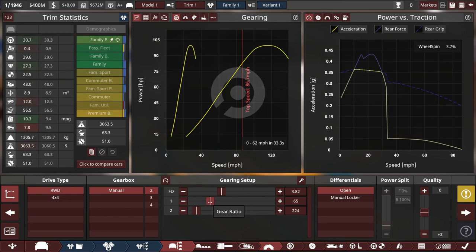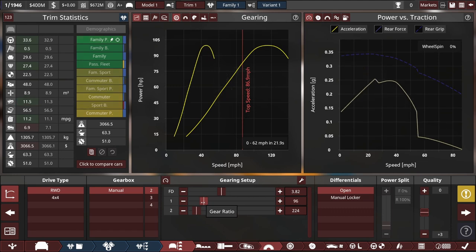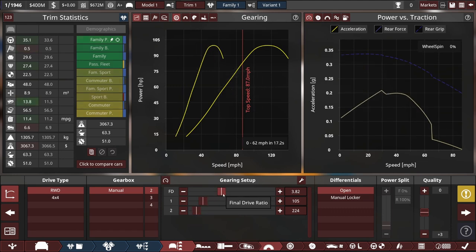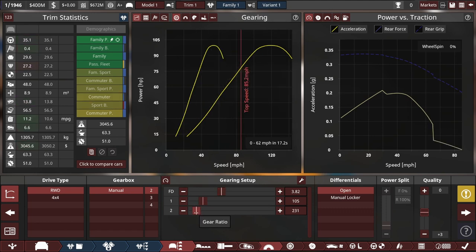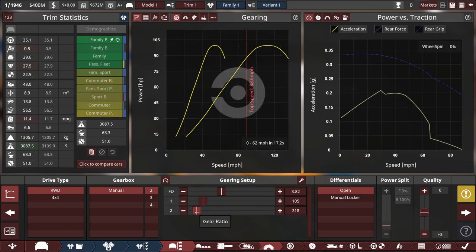And we can see that as we lengthen out that first gear, they like that where there's a good overlap between the gears. And I'm going to go ahead and make the second gear pretty close to top speed.